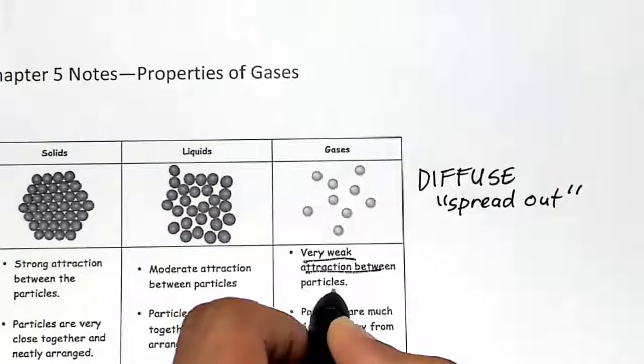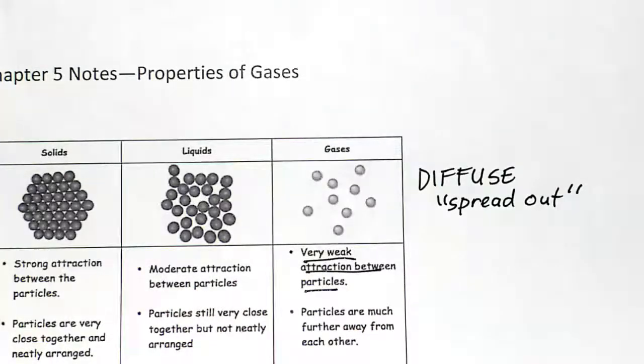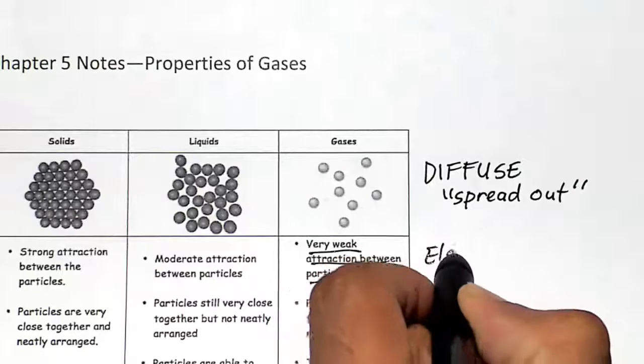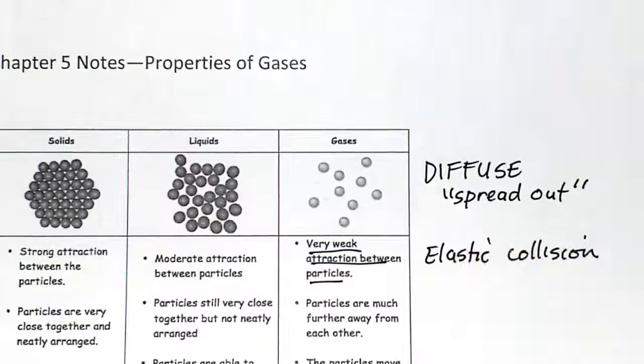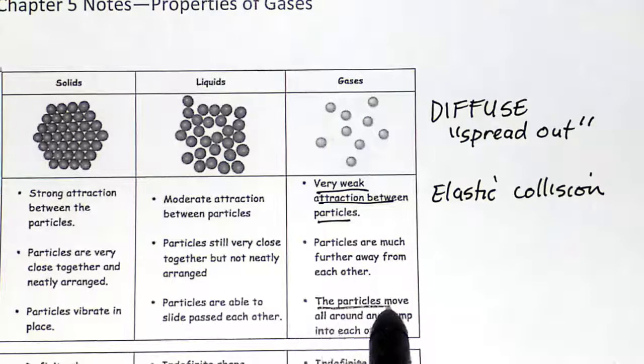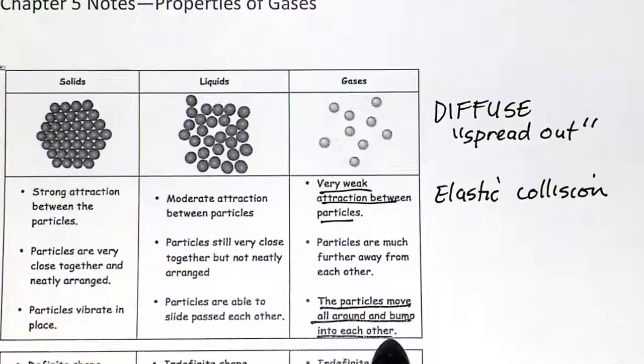Usually when a gas molecule collides with another gas molecule, they have an elastic collision. That means they will just bounce off each other. They can also bounce off the walls of the container that houses the gas. So if you look at the third point here, the particles move all around and bump into each other.